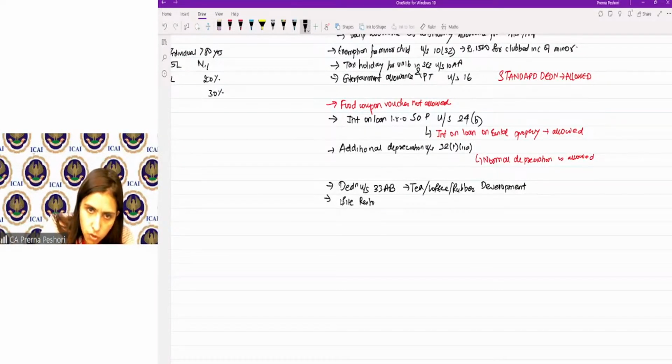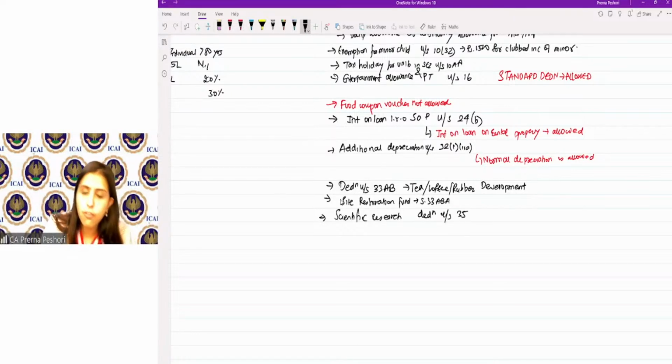Deduction for site restoration fund, section 33ABA. Ma'am, do we have to remember this section? Yes, you need to. Scientific research expenses or deduction under section 35. Scientific research expenses under section 35.